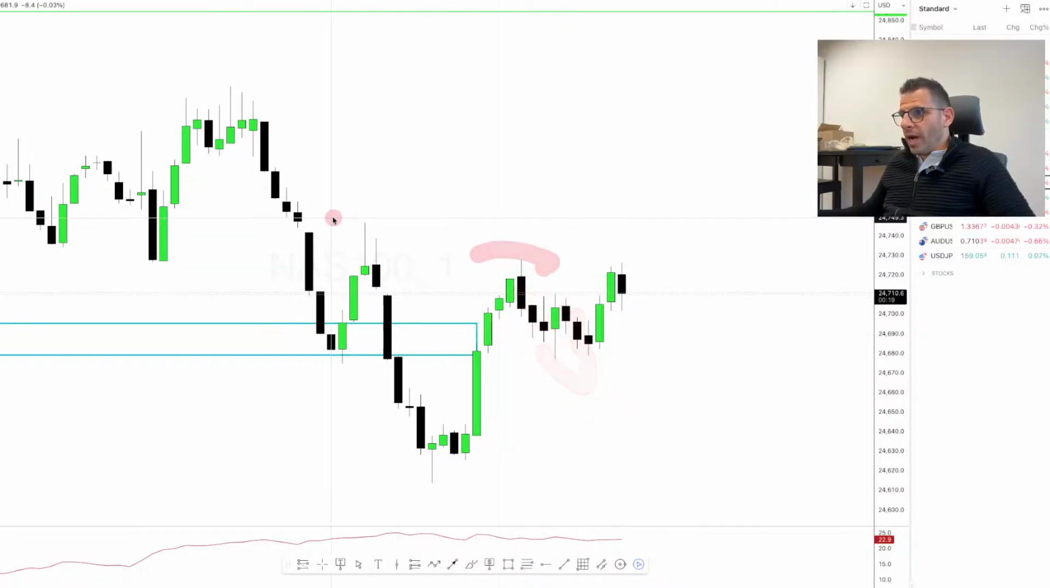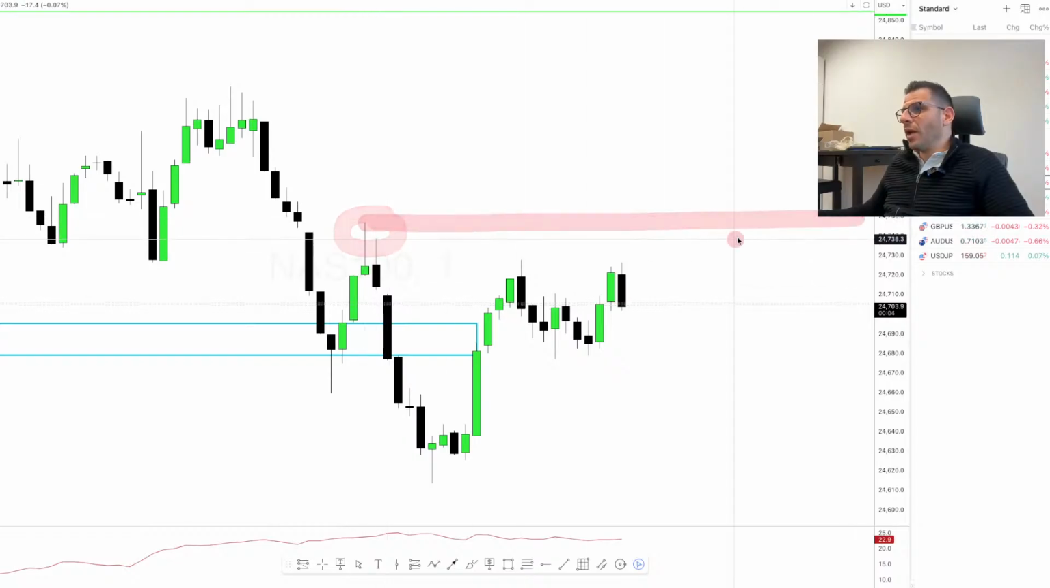So the lower highs are still intact. Now, if the price remains here, the lower highs are still intact. So I'm not going to look to buy into this one. Only if the price breaks this high, I'm going to be looking to buy NASDAQ.